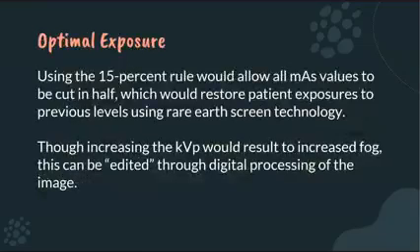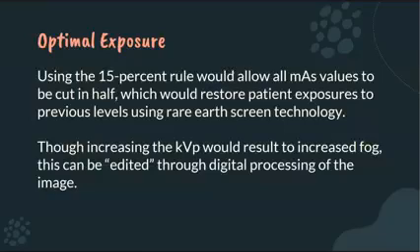Okay, next, we have to provide optimal exposure in order to control scatter radiation. And it is achieved by using the 15% rule. Using the 15% rule would allow all mAs values to be cut in half. So as you can remember, if you are introduced to this rule, when we increase kVp by 15%, in order to maintain the exposure, this will cut the mAs in half. Basically, whenever you increase kVp, reduce the mAs.